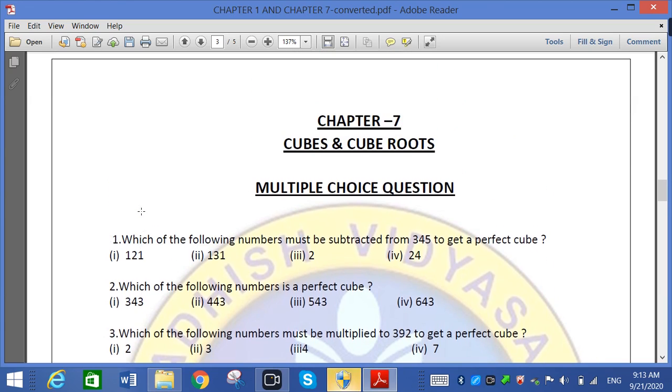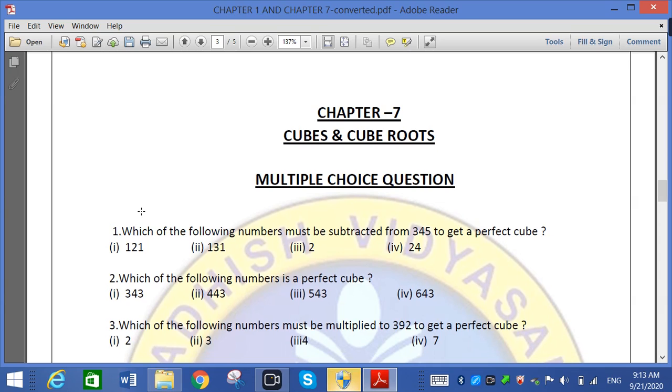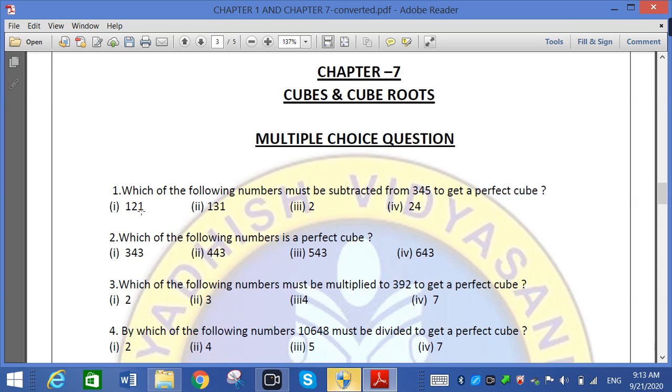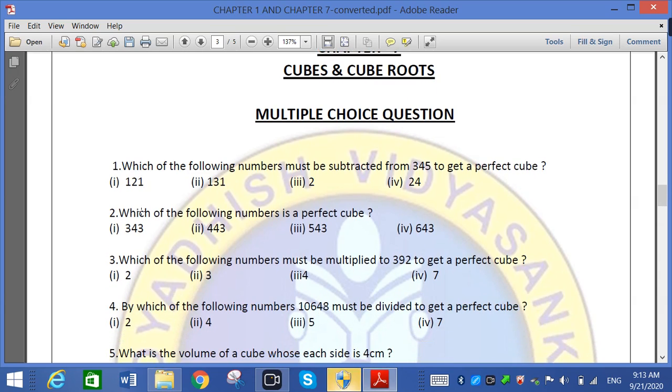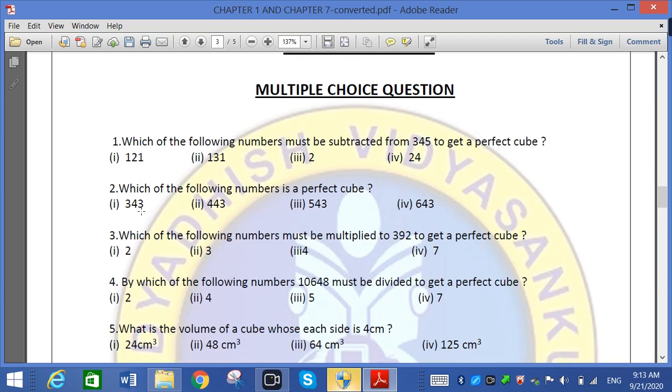Material is already given to you and we want to discuss the related MCQs. So first we have to discuss the multiple choice questions. So the first question is, from here we have to discuss.